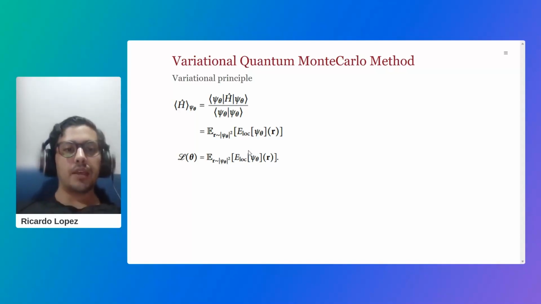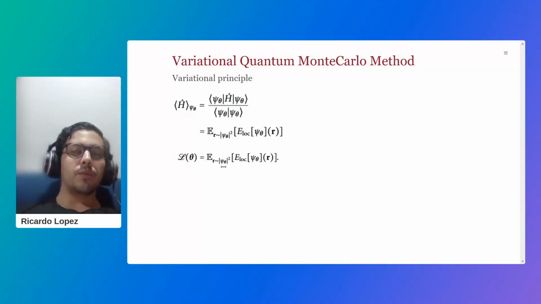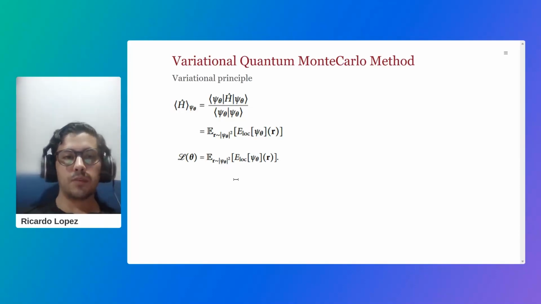So in the end, we will have a neural network with a loss function that will be equal to the expected value of this local energy. That way, we will get the energy corresponding to the ground state, and with the ansatz and its trained parameters, we'll also get the function for the ground state.